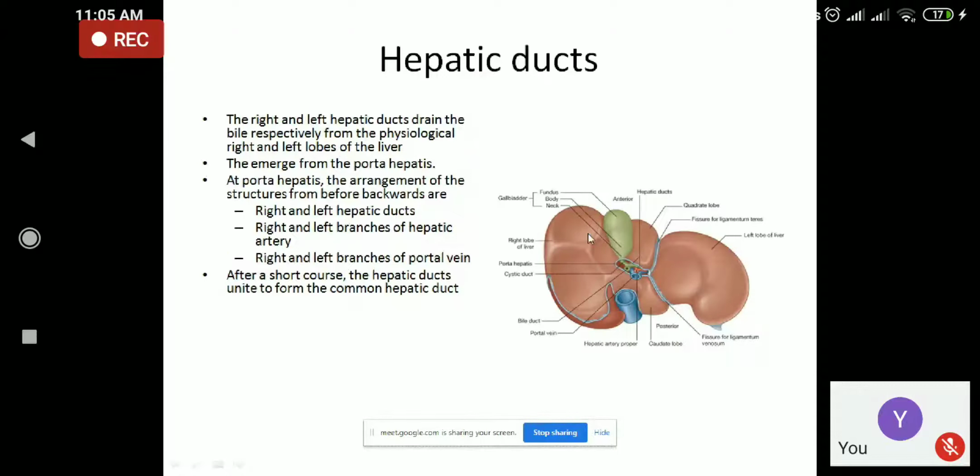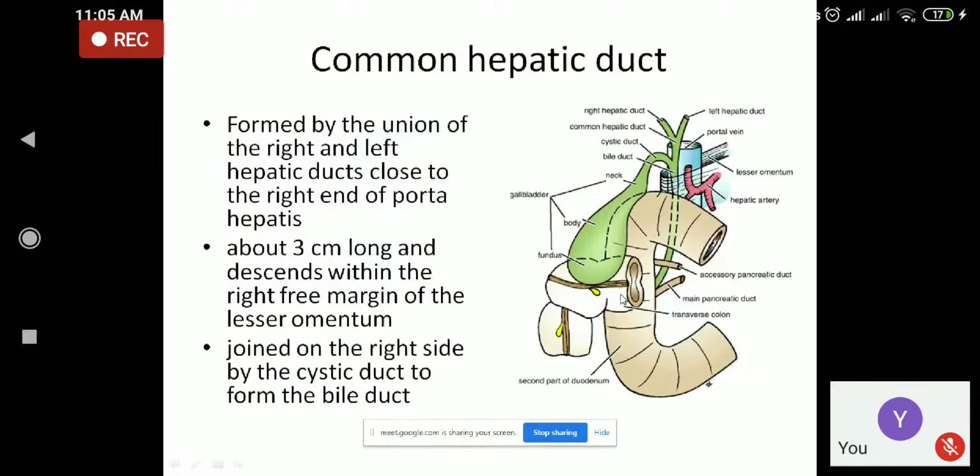Okay, so talking about the hepatic ducts, there are right and left hepatic ducts. They come from the physiological right and left lobes of the liver, and emerge at the porta hepatis, arranged from before backwards: right and left hepatic ducts, right and left branches of the hepatic artery, and right and left portal vein. Okay.